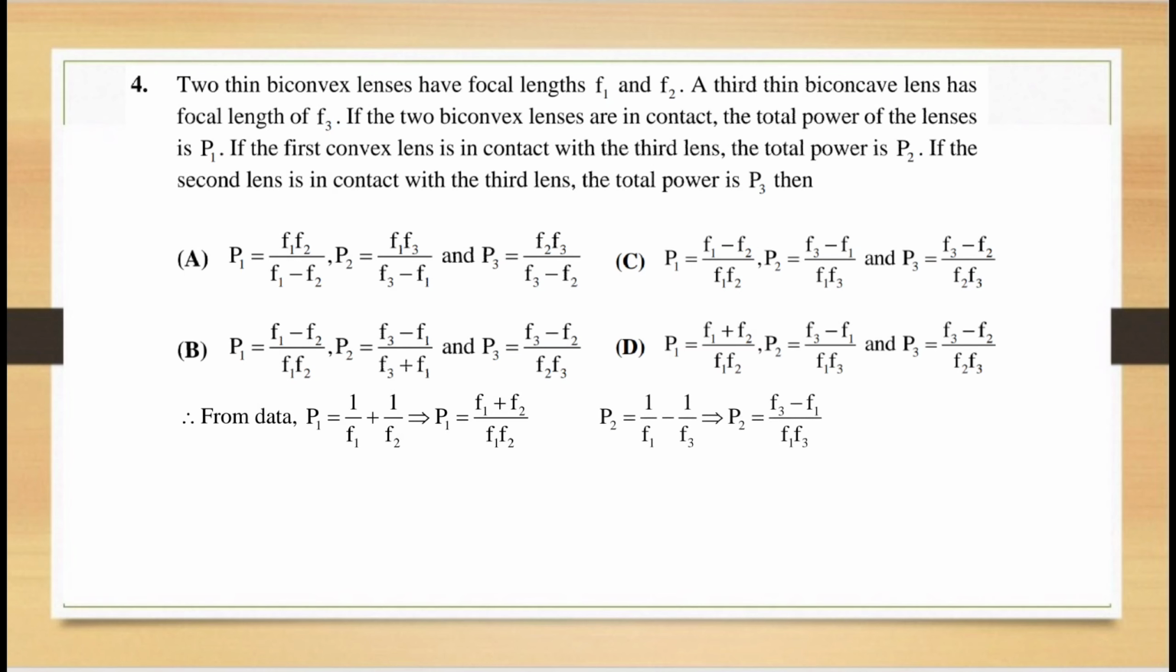Similarly, P2 equals 1 by F1 minus 1 by F3, because here one convex lens is in contact with the third concave lens. Therefore, P2 equals (F3 minus F1) by F1 F3. And finally, P3 equals 1 by F2 minus 1 by F3. Here also, the second biconvex lens is in contact with the third biconcave lens. Therefore, P3 equals (F3 minus F2) by F2 F3. So, option D is correct.